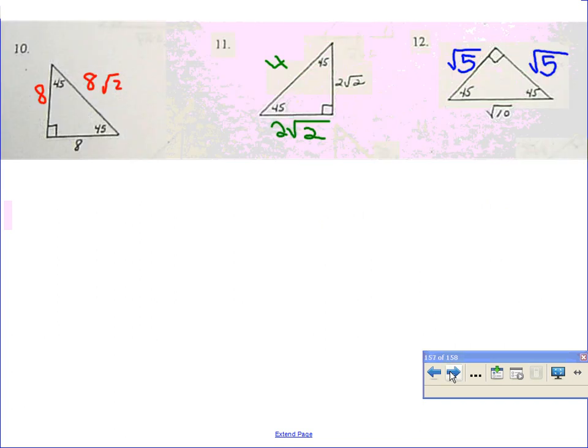Number 10, the hypotenuse is 8 square root of 2. Long side is 8. Number 11, the leg is 2 square root of 2. Hypotenuse is 4. And then number 12, both legs are square root of 5. Remember on a 45, 45, 90, those legs are always the same.